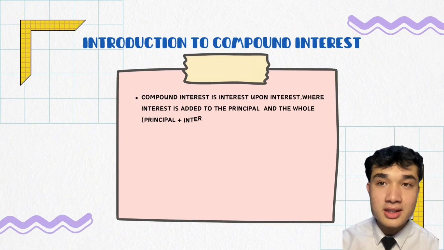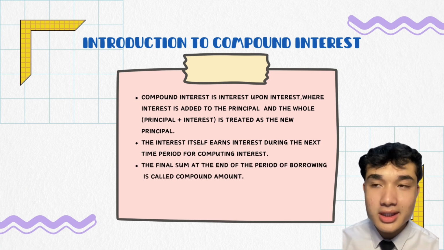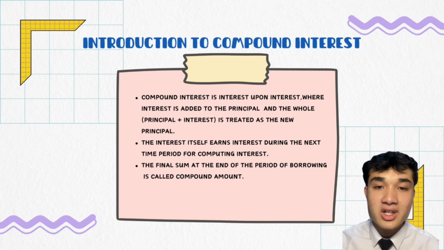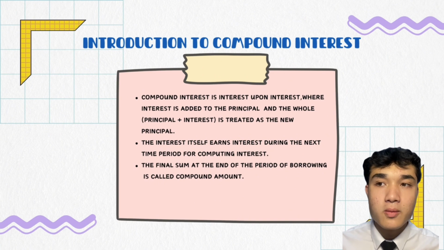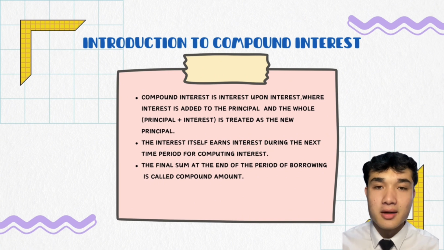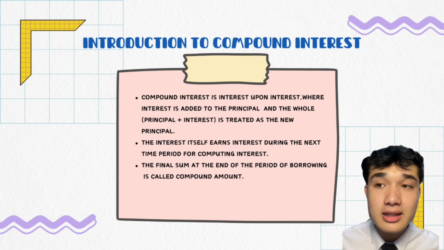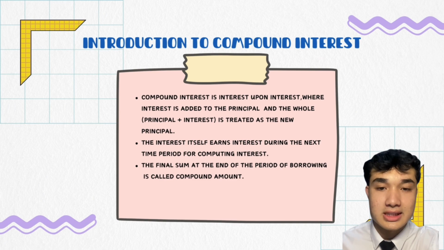So the next subtopic is compound interest. What is compound interest? Compound interest is interest upon interest, where interest is added to the principal and the whole principal plus interest (in brackets) is treated as the new principal. The interest itself earns interest during the next time period for computing interest. And for the last part of the introduction, the final sum at the end of the period of borrowing is called the compound amount.